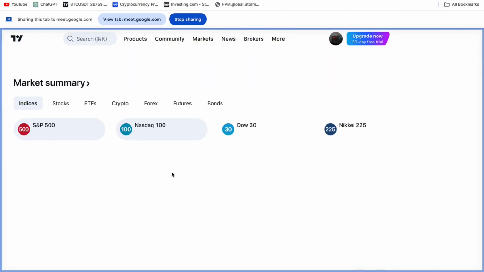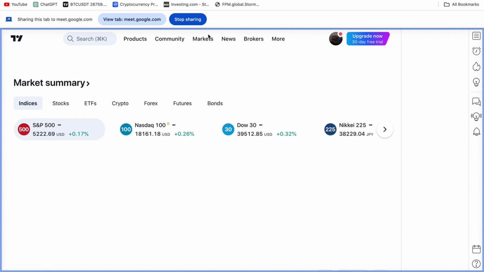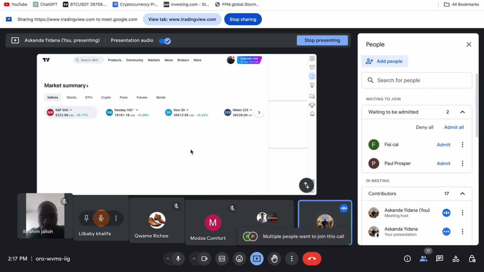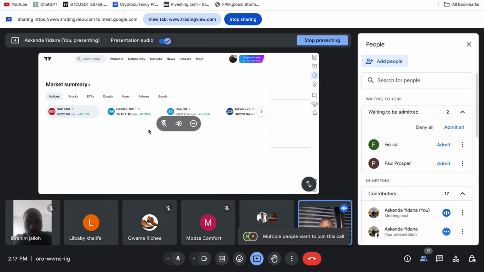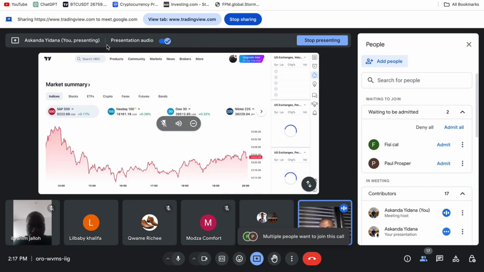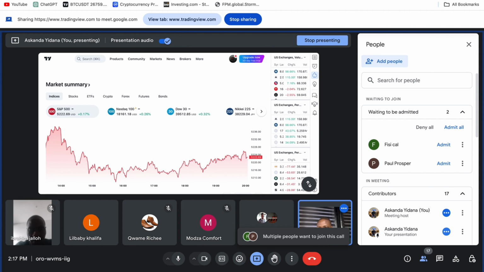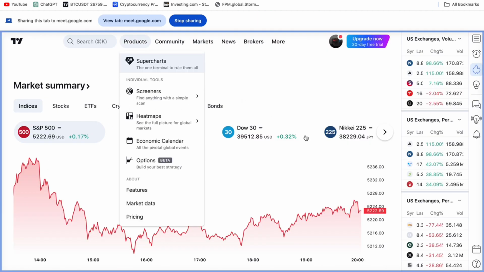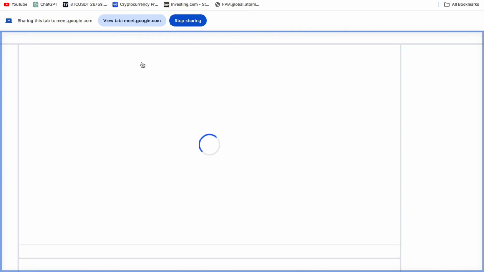So the first thing is we'll go to TradingView. I hope you guys can see TradingView. So this is the home page of TradingView, right? The next thing that I'll do is I'll go to the project. So when you go to project, you go to Super Chart.